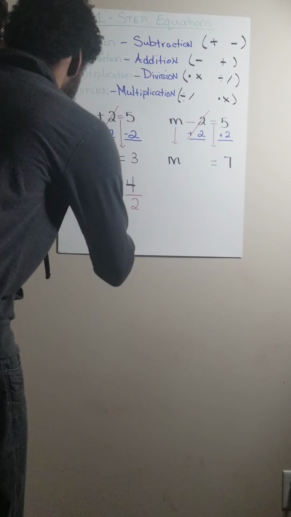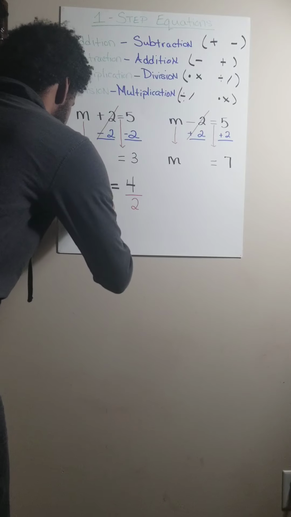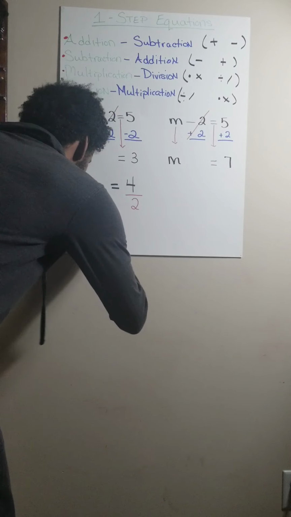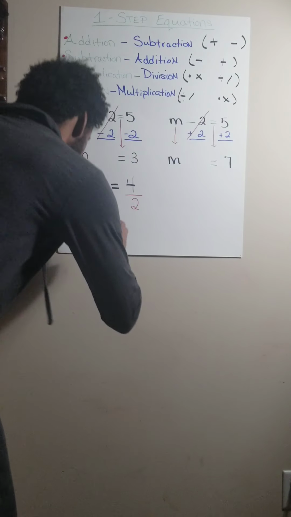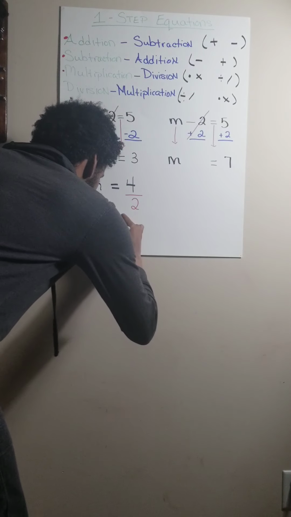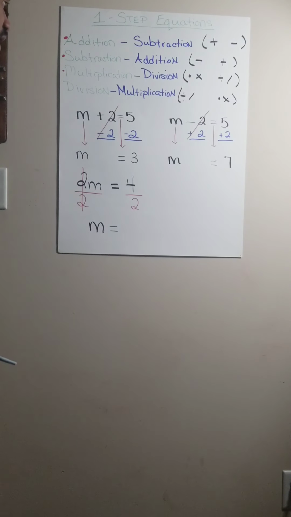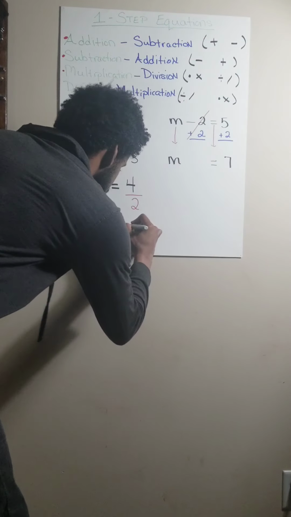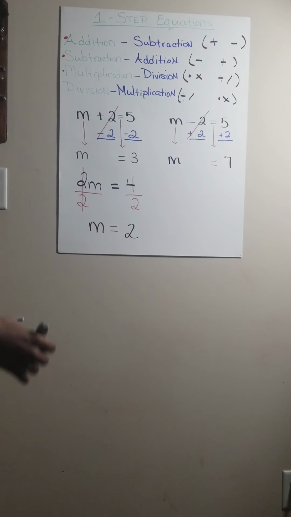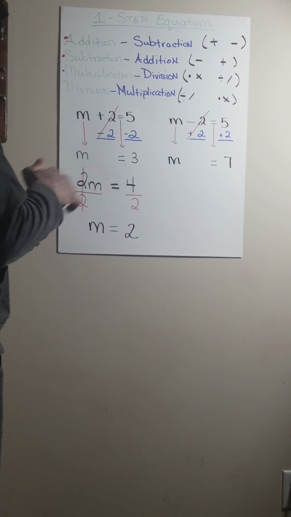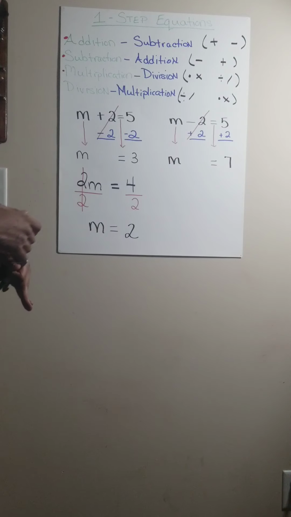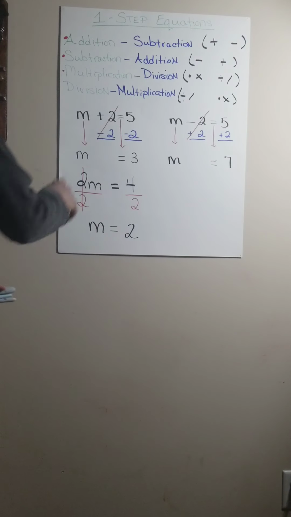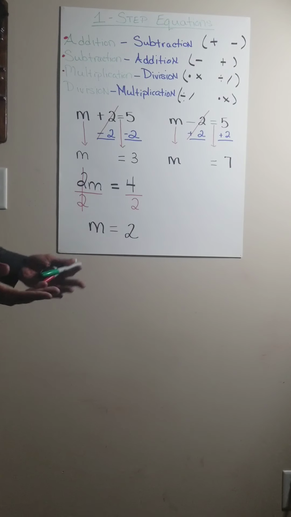So with that 2m, like before, I get rid of my 2's. I don't need them. I don't want them there. Now I'm left with m equals, then we have 4 divided by 2. 4 divided by 2 is 2. That is our multiplication example, 2m equals 4. You divide by 2, or whatever's in front of your variable, and then you get your answer.